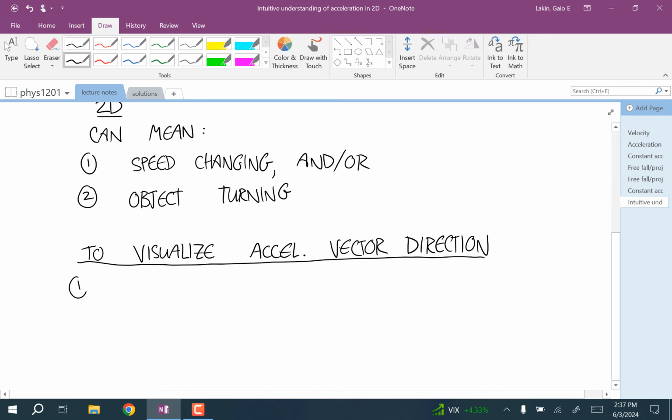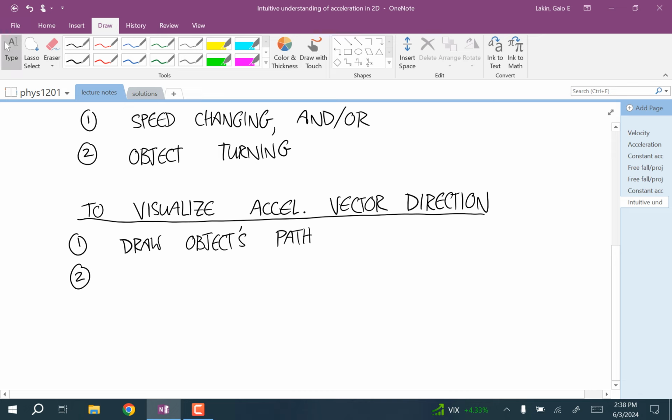So the first thing you want to do is draw the object's path, the path that the object is following in space. The second thing you want to do is draw the velocity vector. Everything is going to be based on comparisons to the velocity vector. And the velocity vector at any point you choose along the path is going to be tangent to the path in the direction of motion. I'll do examples when I'm done with this.